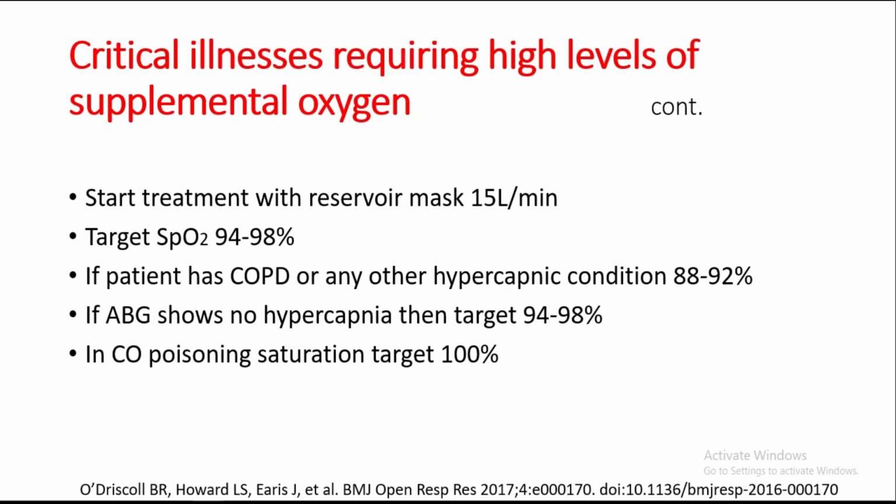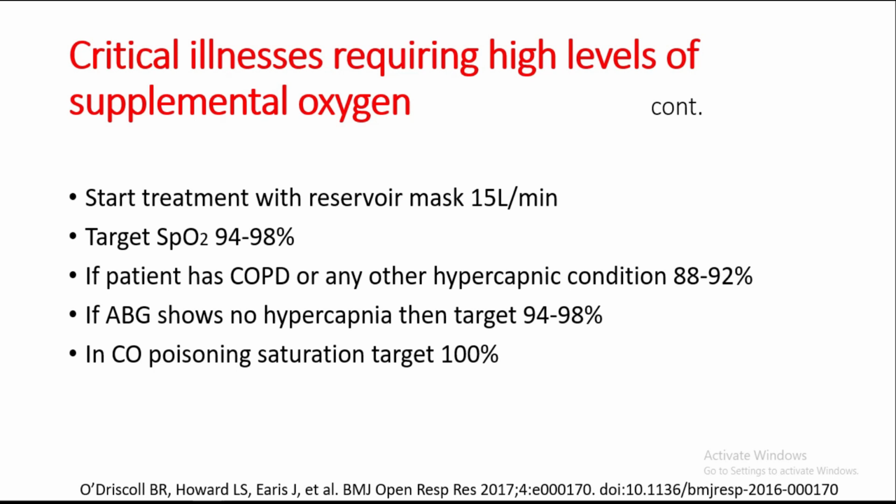In this patient, start oxygen at 15 liters per minute with a reservoir mask and target saturation of 94 to 98%. If the patient is hypercapnic, then 88 to 92%, and ABG should obviously be done in every patient. And also, if a patient is suspected to be hypercapnic, such as in COPD, but the ABG shows no hypercapnia, then the target saturation should be the normal target, that is 94 to 98%.